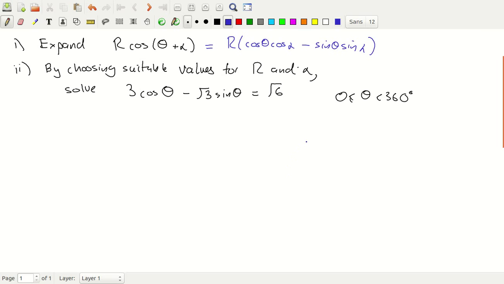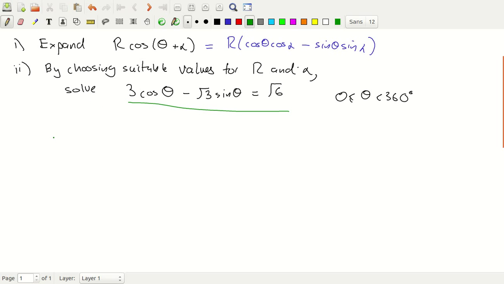Right, so now we are told to choose suitable values of r and alpha and thereby solve this rather scary looking equation. The reason it's scary is I've got two different trig functions, cosine and sine, both stubbornly there in the equation, and I really want to reduce it to just one trig function. So the aim is to use part 1, to get r cos(theta plus alpha) to match up with the left-hand side in some way.